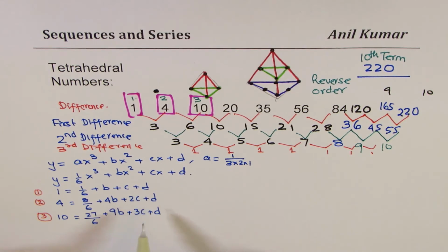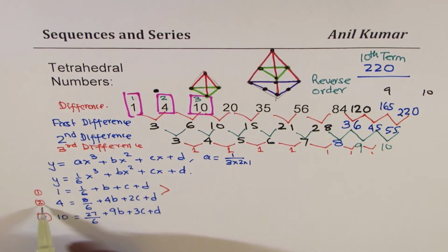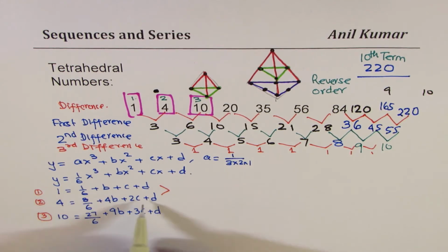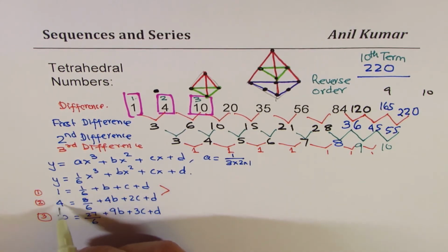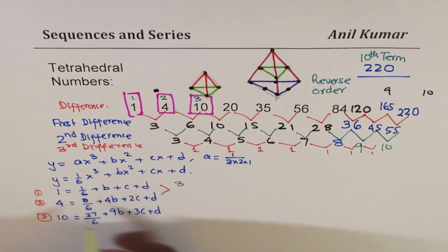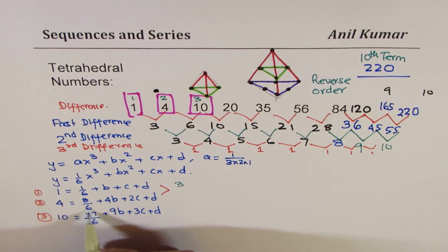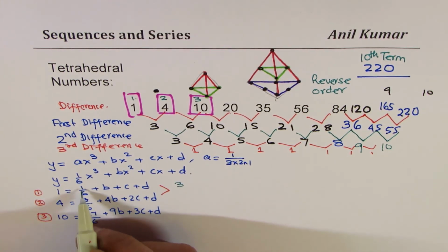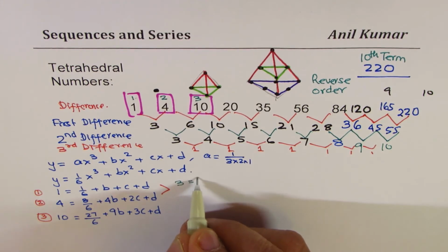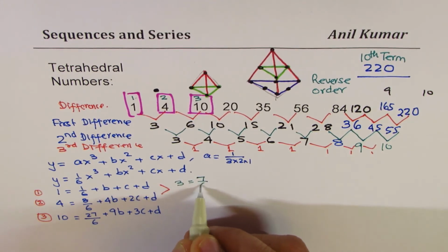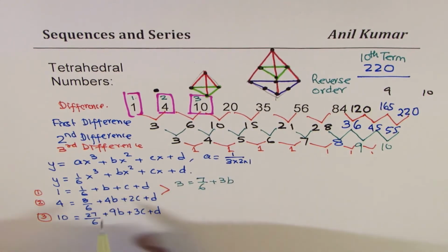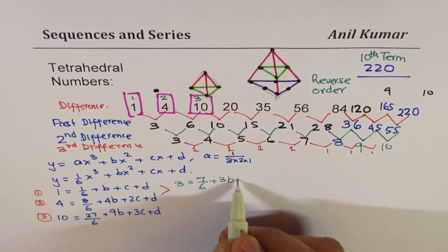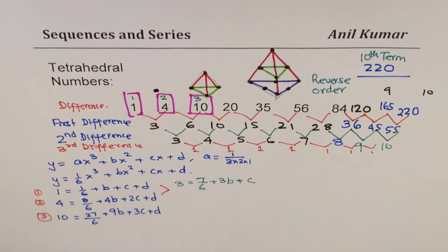Now let's eliminate. If I take away equation 1 from 2, what do we get? Let me change the ink. 4 minus 1 is 3. And I kept them in fractions, so we have the common denominator. 8 minus 1 is 7, so equals 7 over 6. Now 4b minus b is 3b. 2c minus c is plus c. d minus d is 0.